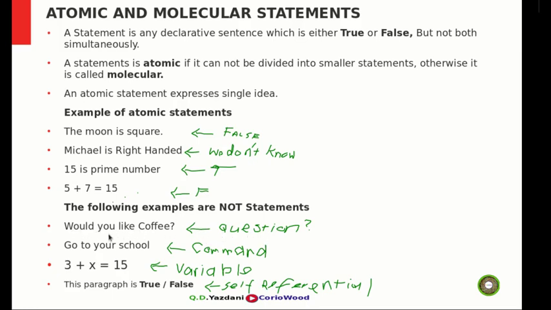So the following are not statements: would you like coffee is a question, because we are asking if he or she likes coffee. Go to school is a command. We are commanding him or her to go to school. 3 plus x is equal to 15 contains a variable. This paragraph is true or this paragraph is false is self-referential.